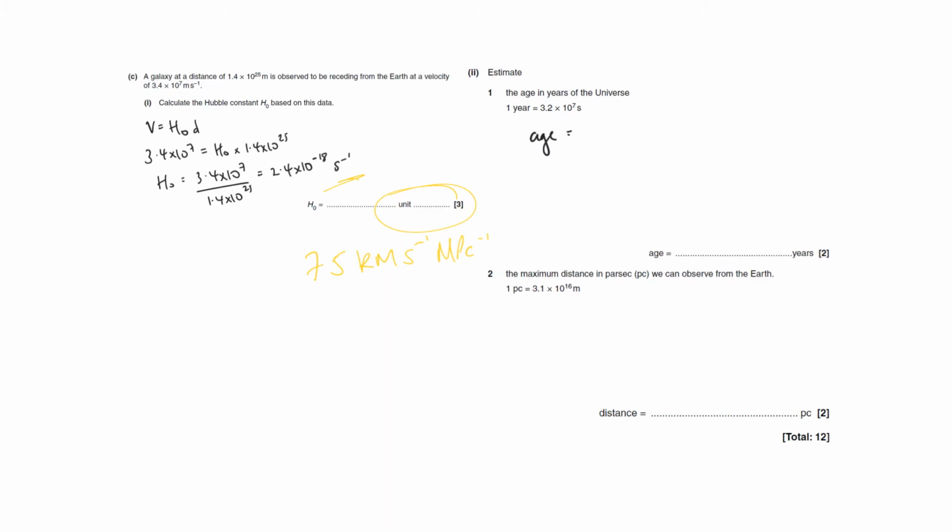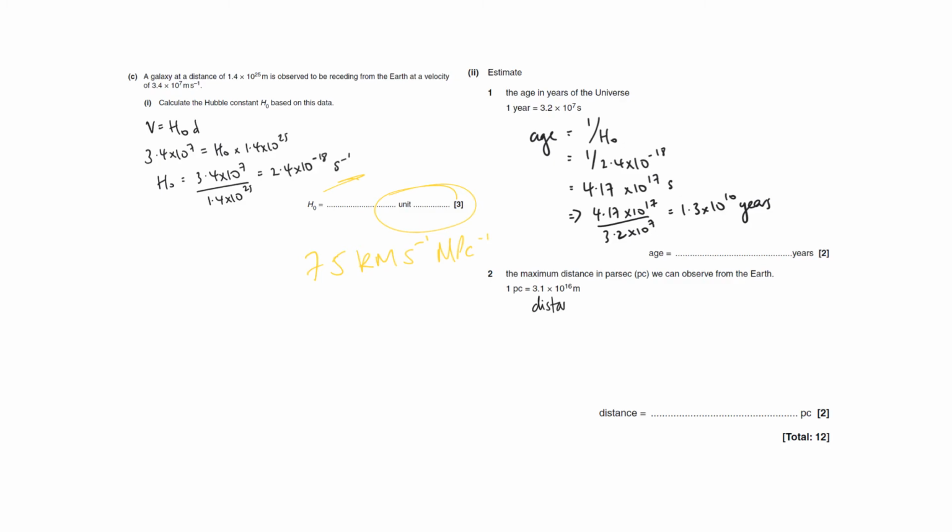Moving on to the next one, the age in years of the universe. We know age is 1 over H0, so that's 1 over our previous answer of 2.4 times 10 to the minus 18. So the age in seconds comes out to be 4.17 times 10 to the 17 seconds. So we know 1 year is 3.2 times 10 to the 7 seconds. So it's a case of finding out how many years. So we divide the big number by the small number, 4.17 times 10 to the 17 divided by 3.2 times 10 to the 7. And then we get the number of years as 1.3 times 10 to the 10.